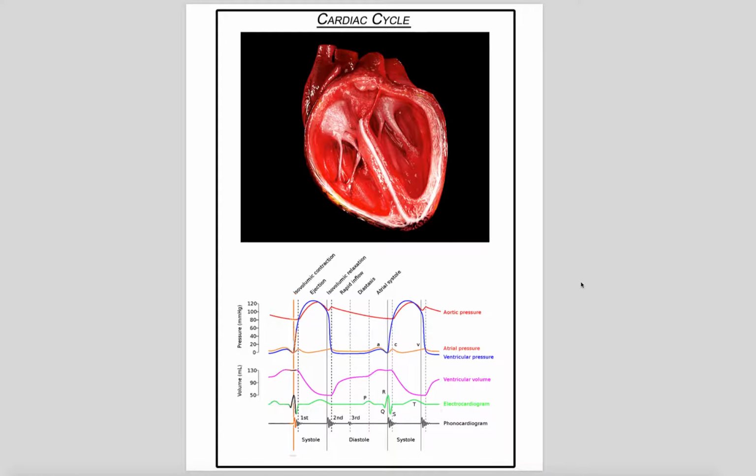So right at this point, we have closure of the valves. The pressure in the ventricles causes the AV valves to close. And that's what gives you the first heart sound, the S1 sound. That's the lub and the lub-dub.